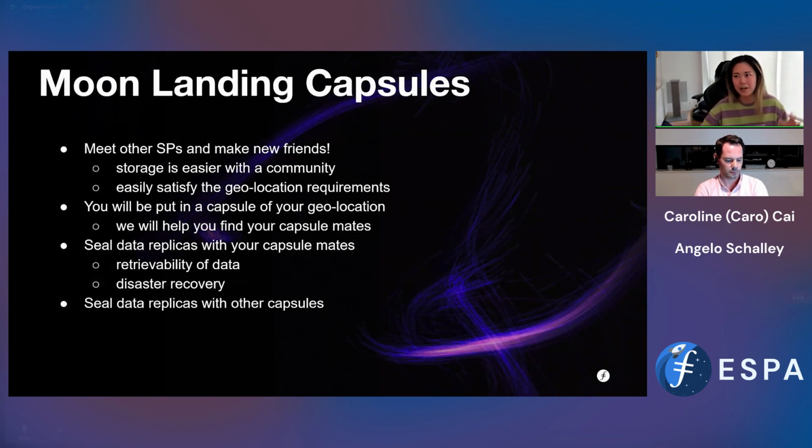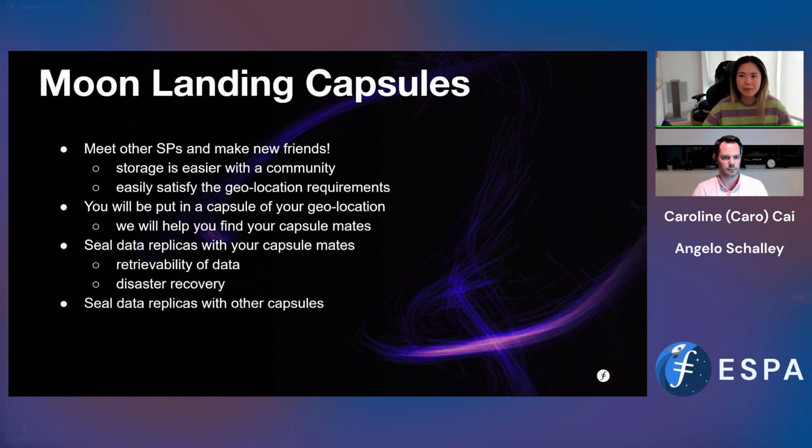So you will meet other capsule mates who are in different countries, cities, even continents, and you can help each other store replicas. So it's a great way to meet new friends, to grow the community, as well as bouncing ideas off of each other, and just have this social aspect of moon landing. And Angelo and I are talking about even social events and different things we could do to help you get familiar with your capsule mates by participating in the moon landing program.